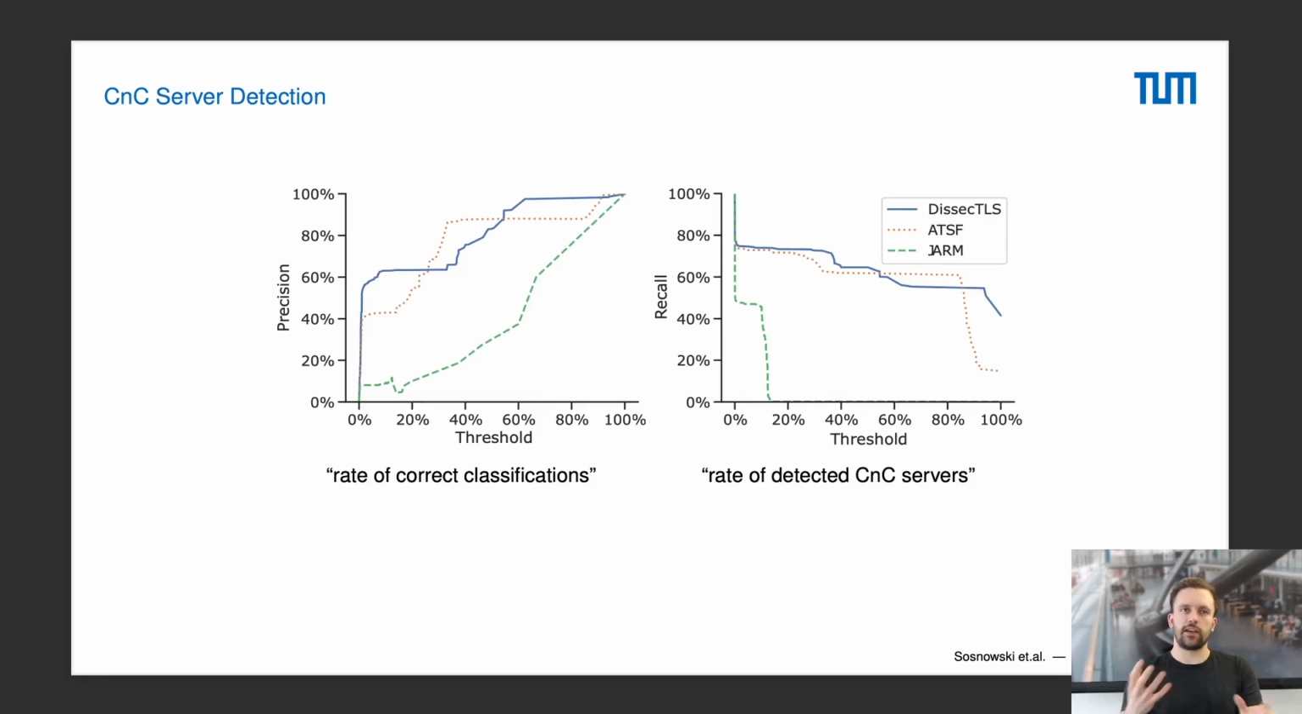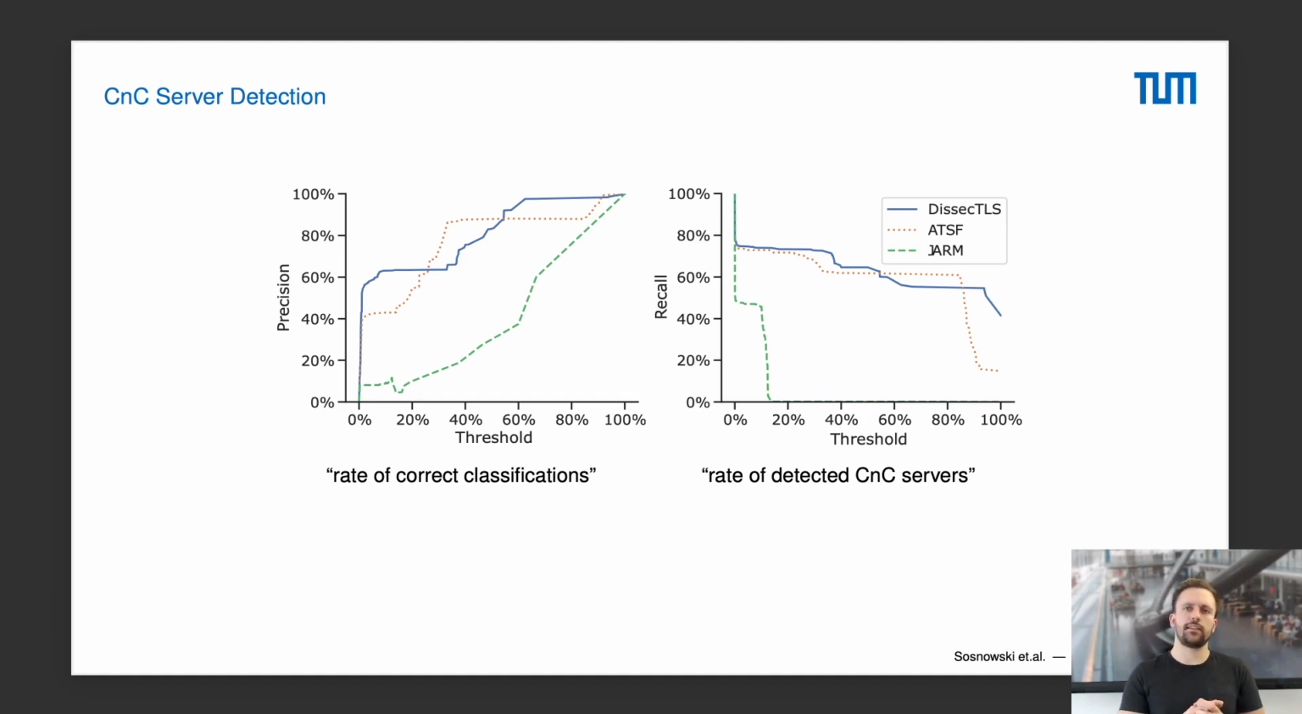Using this binary classification, we can show you the following metrics from the results. On the left side, the precision, and on the right side, the recall. Precision is a metric that shows you the rate of how many of our classifications were correct, depending on the threshold. And the recall is the rate of how many of the command and control servers in our dataset we were able to detect, depending on the threshold.